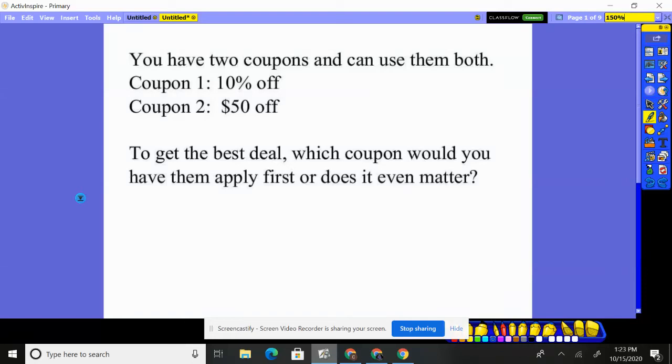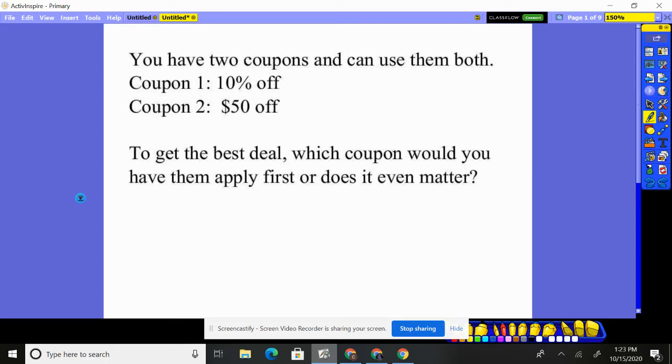Right, let's say you have two coupons and you can use them both. Coupon 1 says you get 10% off, and coupon 2 says $50 off. So to get the best deal, which we all want to do, which coupon would you have them apply first? Or does it even really matter?